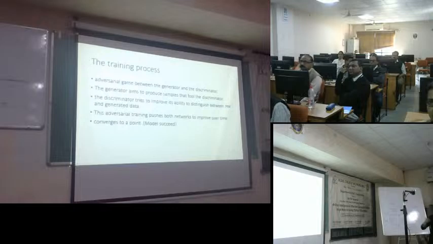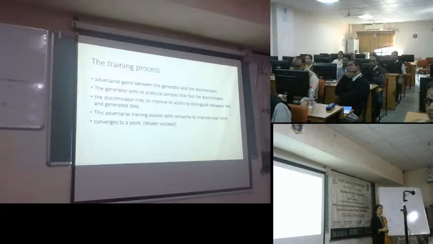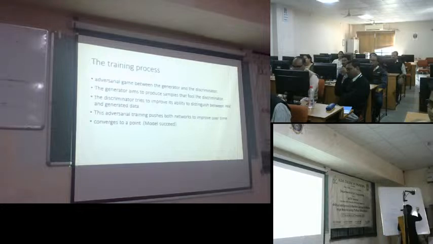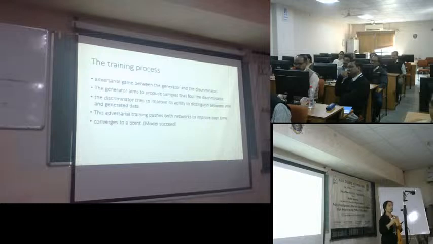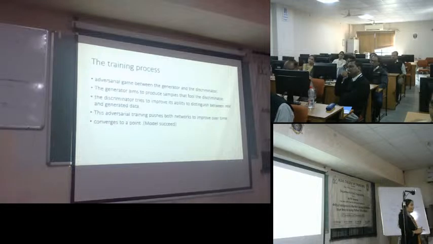The adversarial training pushes both the networks to improve over time. Now when does this stop? It will stop at a point called the convergence point, in which whatever sample data is generated by the generator is categorized as real by the discriminator. So we can say the generator has successfully fooled the discriminator, and the job has succeeded.